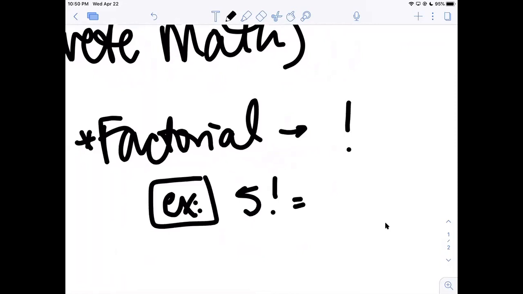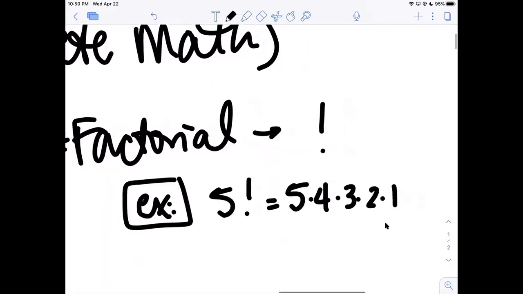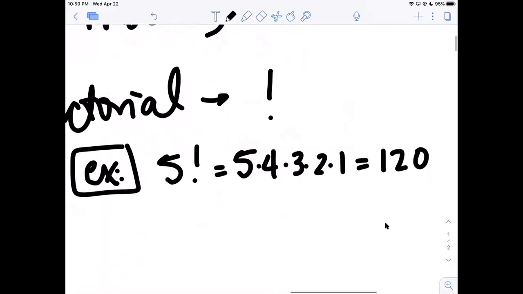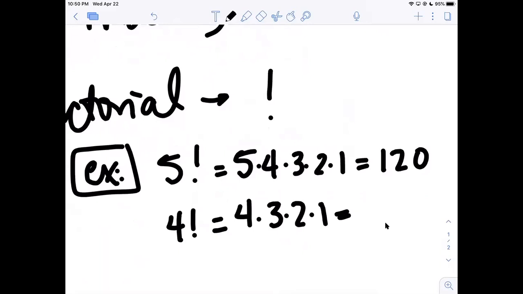And that means that you're taking the number that you see and then multiplying it by every number after it until 1. So I'm going to do 5 times 4 times 3 times 2 times 1. I don't want to go to 0, because if I multiply all of those and then multiply by 0, it's always going to be 0. So that's not a unique number. These are unique: 5, 4, 3, 2, 1. That becomes 120. If I do 4 factorial or 4 exclamation point or 4 bang, 4 times 3 times 2 times 1 equals 24.